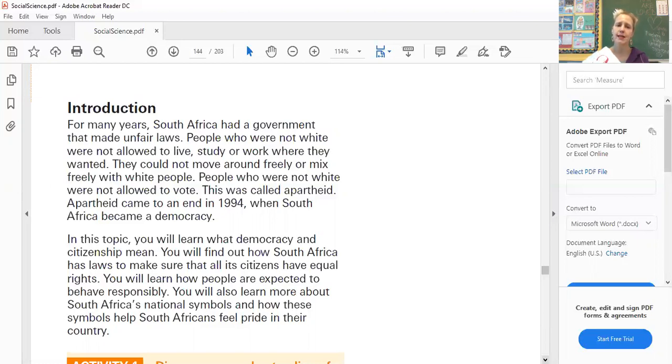Apartheid came to an end in 1994 when South Africa became a democracy. And a democracy means that every single person from the age of 18 and over who is a South African citizen may vote for the government and political party that they would like to choose to be in power.